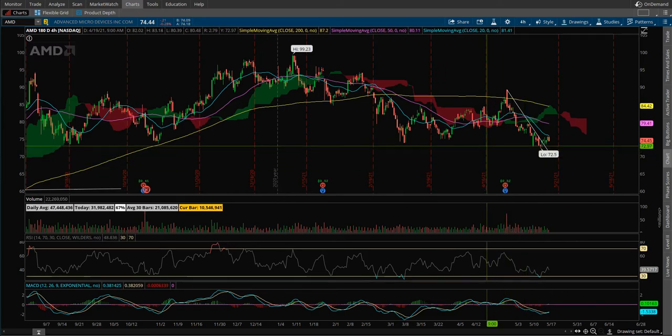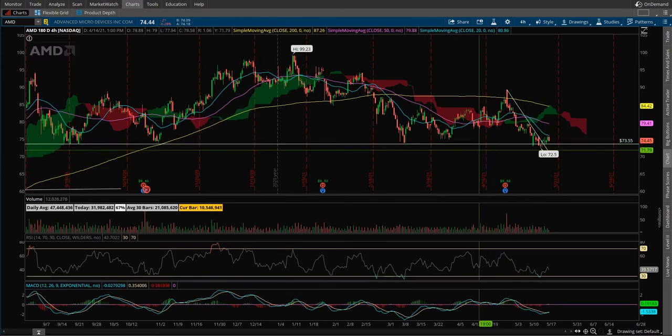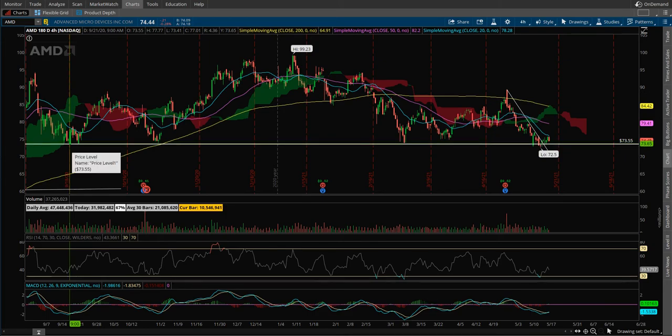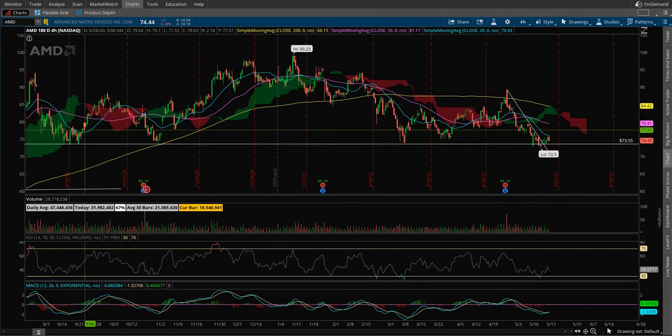So for example, you can identify a support zone right here, because if you look in the past, every time the stock tends to come down to this level, in this case it's 73.55, it tends to bounce off that level and reverse, as I said. So here it touches it once, twice, 3 times, and then a fourth right here before ultimately reversing to the upside.